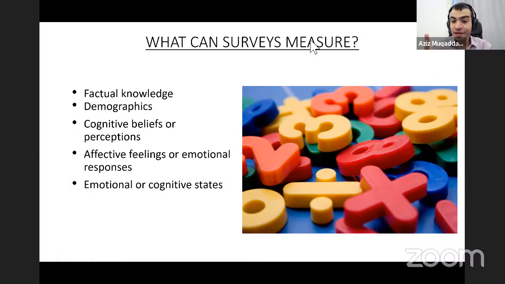Emotional and cognitive states. So an emotional state is used in PSA research. They make you watch, let's say, a PSA or a commercial about autism or some type of disability, and I ask you how did that make you feel: sad, sympathetic, angry, happy, etcetera. So those things do exist, right? It could be a state or it could be a trait.